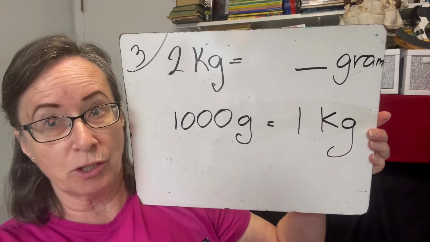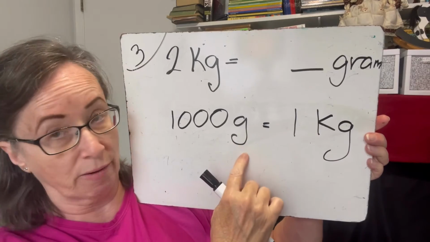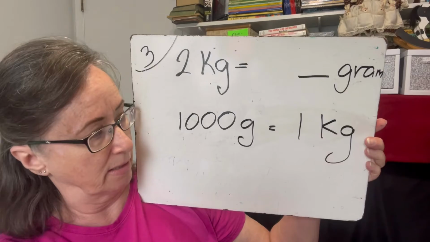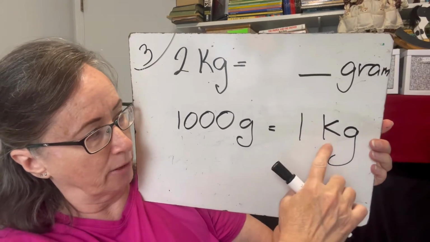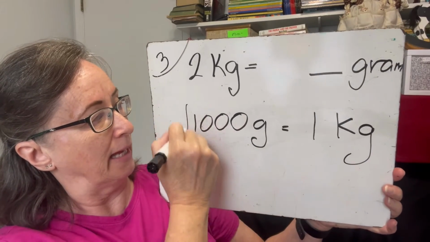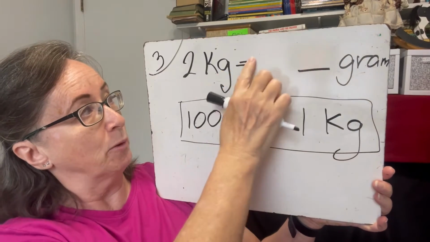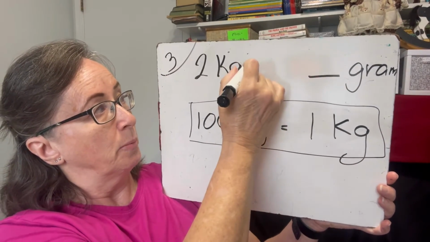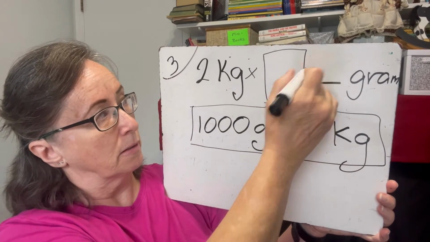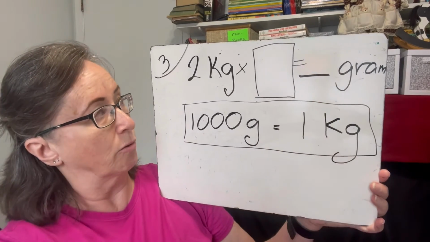And then I went to the chart on page 137, and I found 1,000 grams equals 1 kilogram. Remember, kilo means 1,000. So 1 kilogram is 1,000 grams. So now this is the information that I'm going to use for my ratio. So I'm going to put times something equals. So 2 kilograms times something equals how many grams?